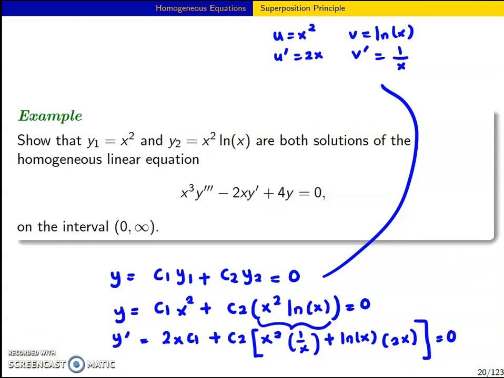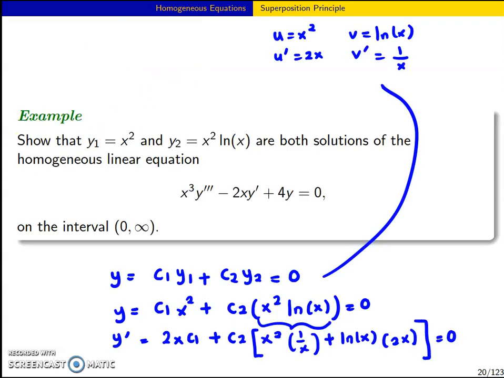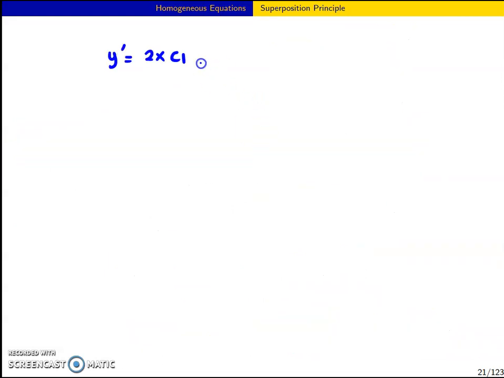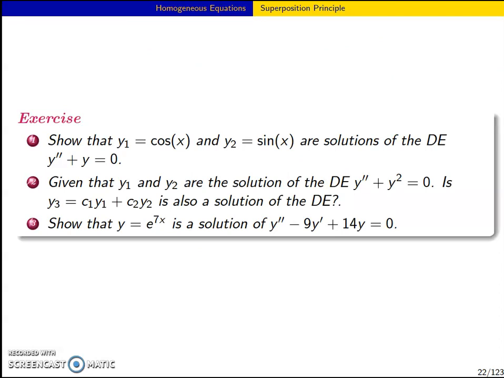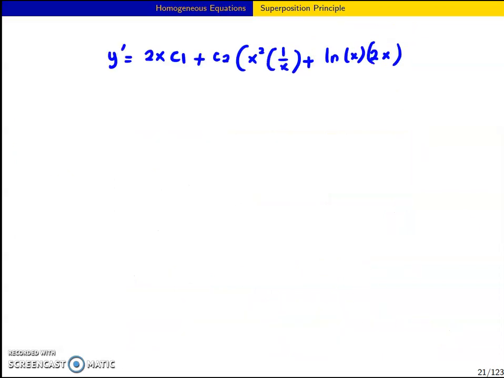Let's simplify this. y prime equals 2x c1 plus c2 x squared times 1 over x plus ln x times 2x, equals 0. I think it is correct. Now I have to simplify this first before finding y double prime. So I have 2x c1 plus c2, where the x cancels out, x plus 2x ln x.